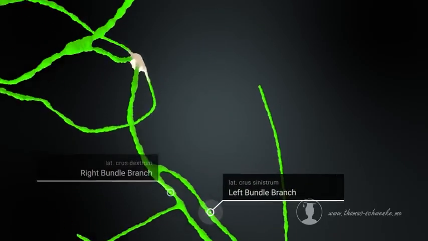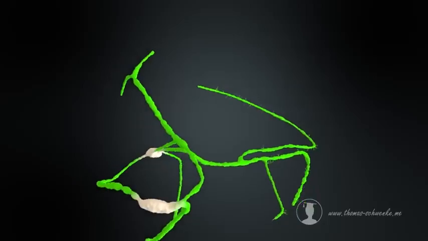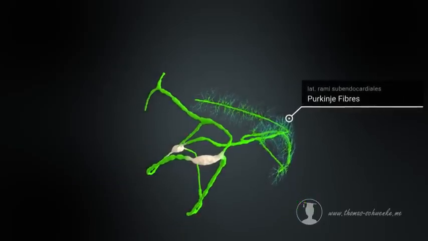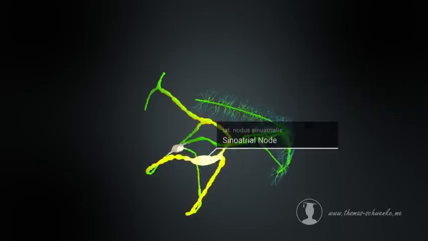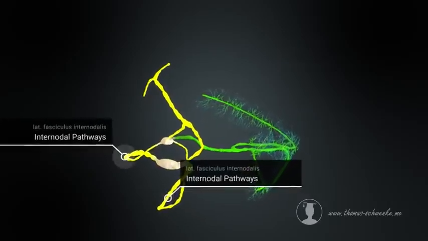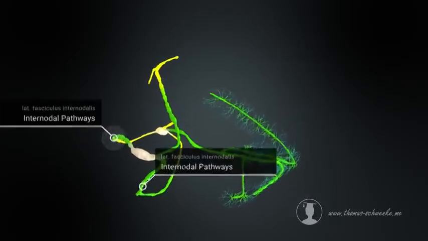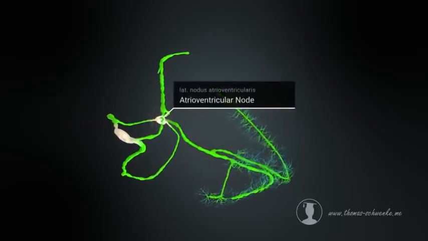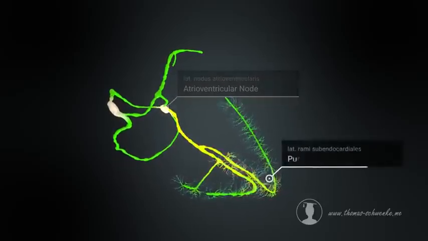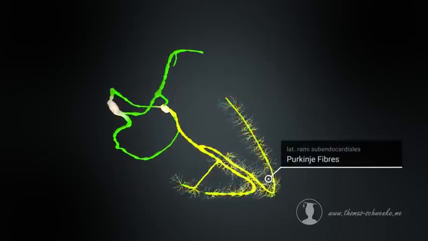Fast-conducting Purkinje fibers originate from the right and left bundles. These Purkinje fibers then transmit the impulses very quickly to the heart muscle cells of the ventricles. The sinoatrial node generates an electrical impulse, which is transmitted through the internodal tracts to the atrial muscles and the atrioventricular node. The AV node transmits the impulse with a time delay to the ventricles through the Purkinje fibers.